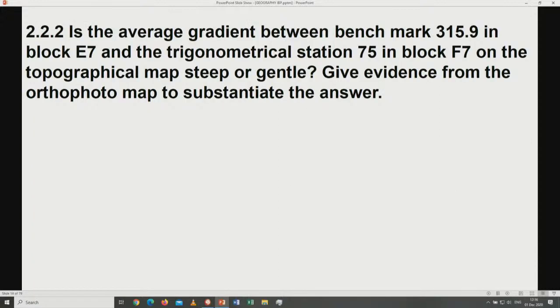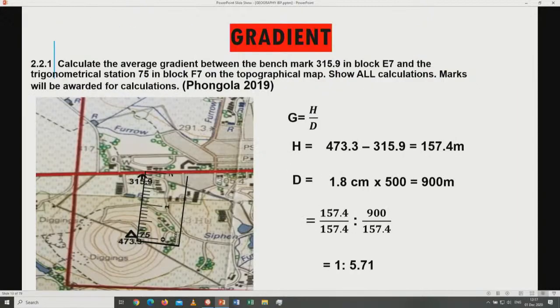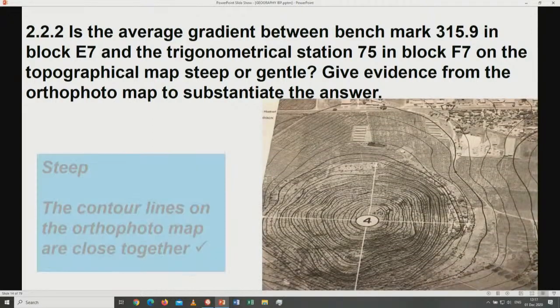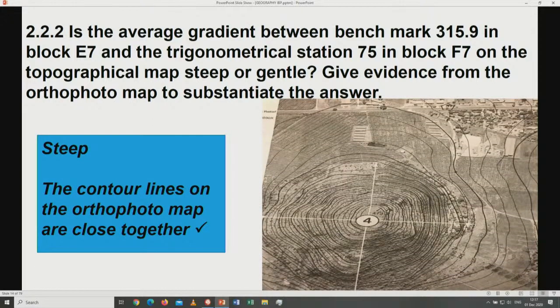Alright. Is the average gradient between benchmark 315.9 in block E7 and the trigonometrical station 75 in block F7 on the topographical map steep or gentle? Give evidence from the orthophoto map to elaborate on your answer. Grade 12, when you look at this, the answer is 1:5.71. So this gradient, grade 12, is what? Is steep.